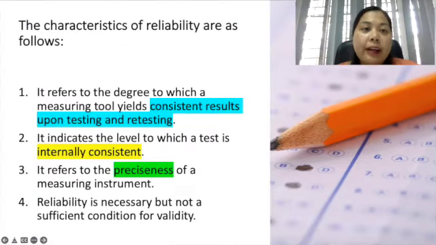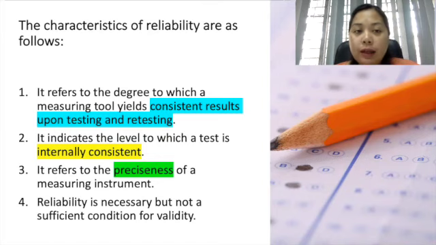Now, I have here a list of characteristics of reliability. The first one is that it refers to the degree to which a measuring tool, say a test, yields consistent results upon testing and retesting. Second is that it indicates the level to which a test is internally consistent. And third, it refers to the preciseness of a measuring instrument.